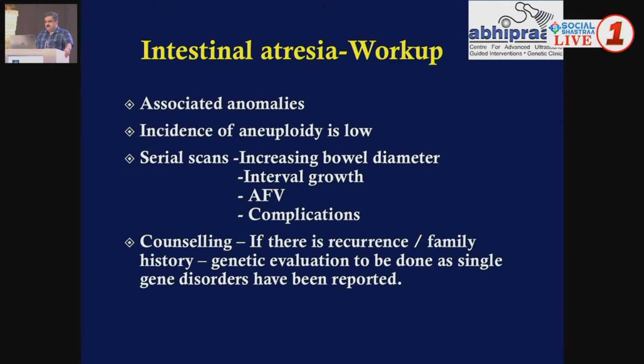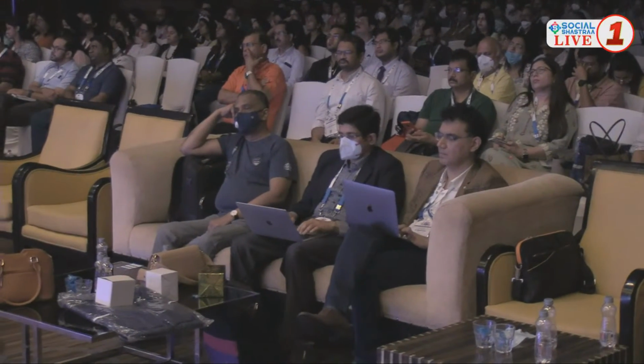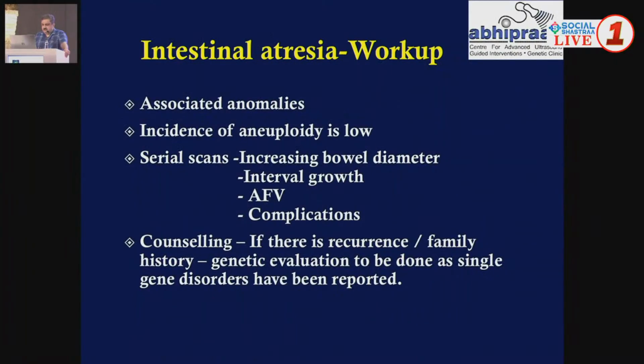So when you have an intestinal atresia, an obstruction, you first try and exclude other associated abnormalities. Know that the more distal the obstruction, the less likely the chance of a chromosomal abnormality, but do follow these patients up for serial scans. And you have to see increasing bowel diameter as a bad prognostic sign. You look at whether there's a growth restriction, look at the polyhydramnios and complications like meconium peritonitis and so on.